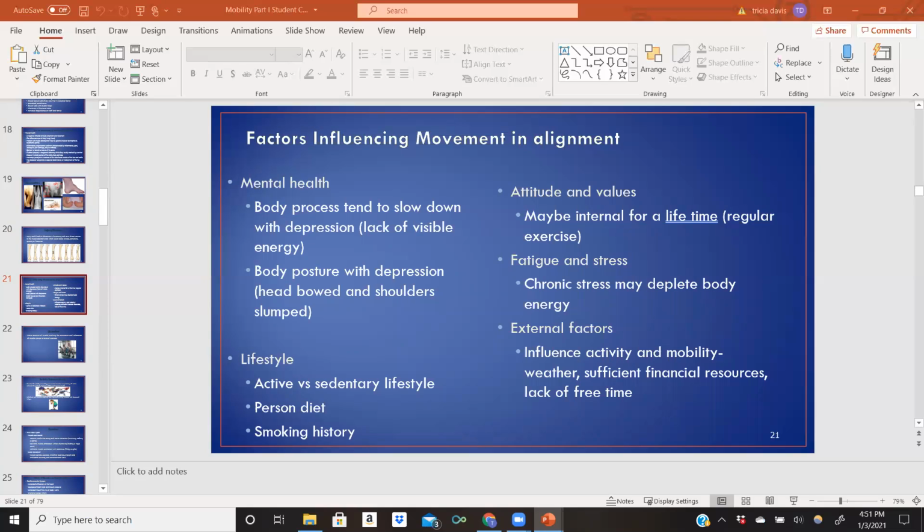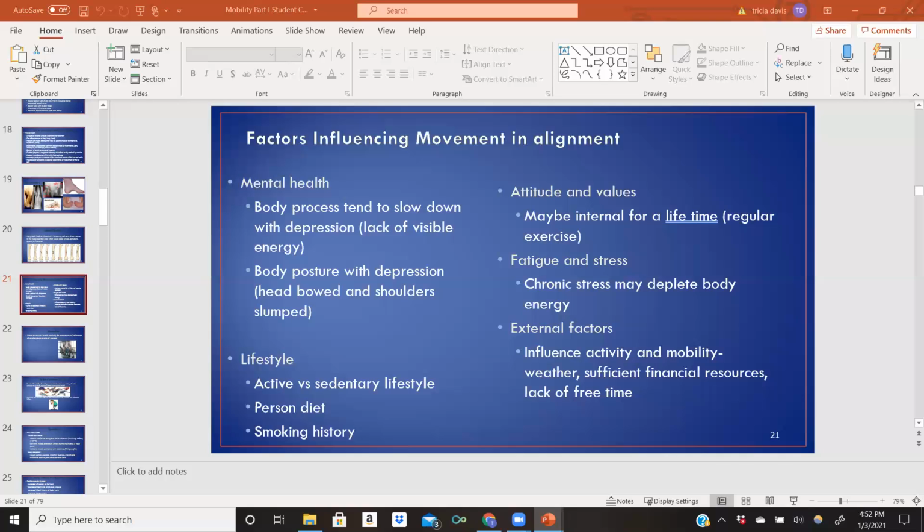Our lifestyle, so active versus sedentary lifestyle, we know what our movement would be in someone who's very active versus someone who's sedentary. Then we have a person's diet. That's going to also have a play in your movement, and then your smoking history. So maybe if you smoke cigarettes, you're not really going to be able to be as active as somebody else because maybe you have a terrible cough or you get out of breath very easily, or if your diet's not great, maybe you're overweight and you don't want to exercise because it's not comfortable to exercise. So your attitudes and values also influence your movement.